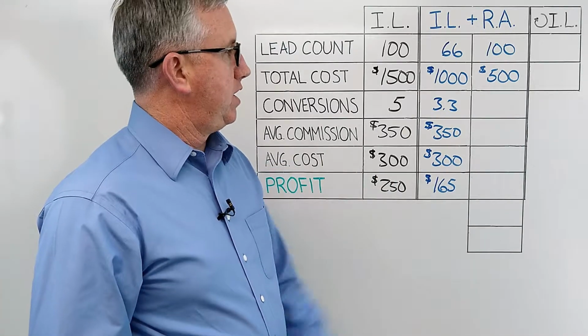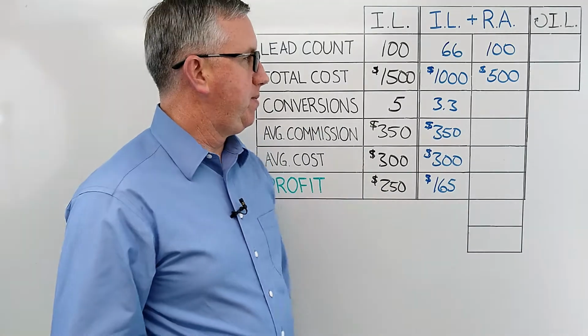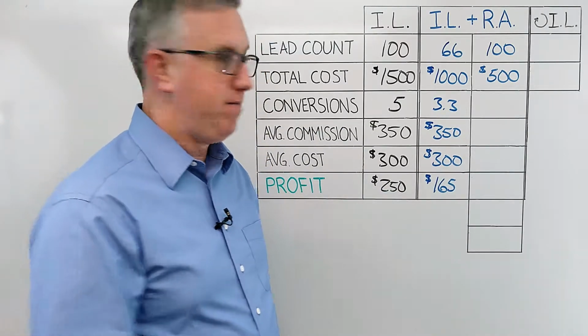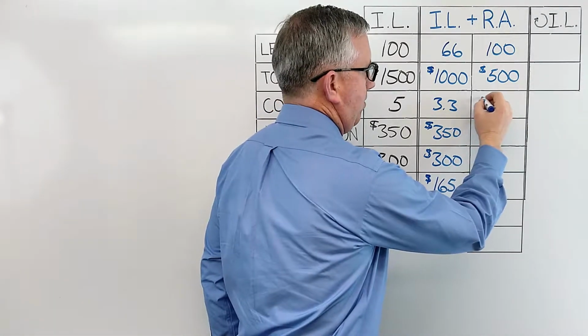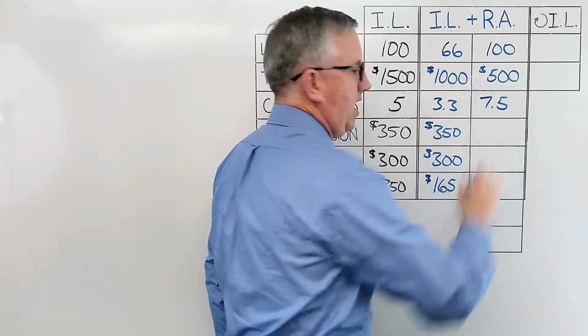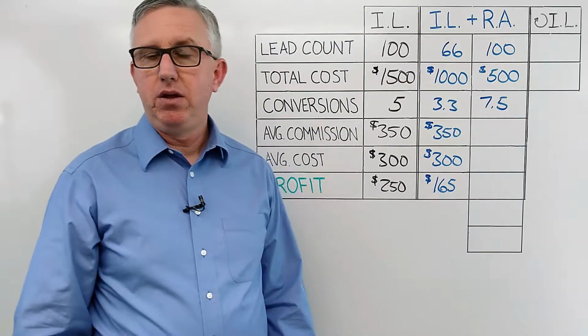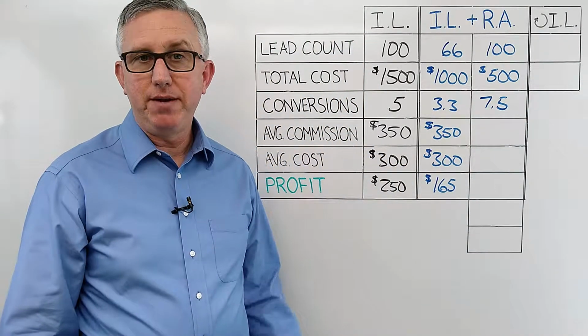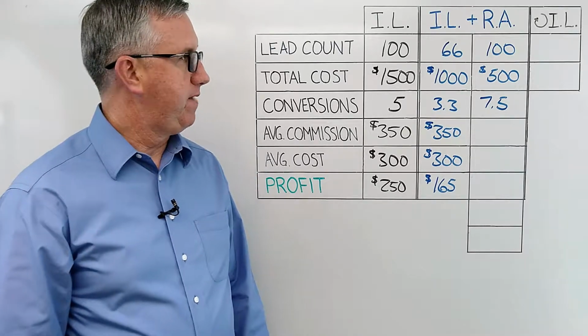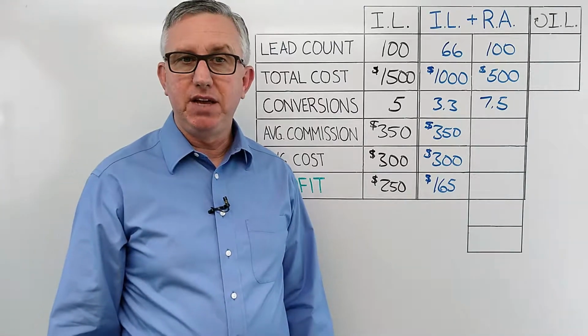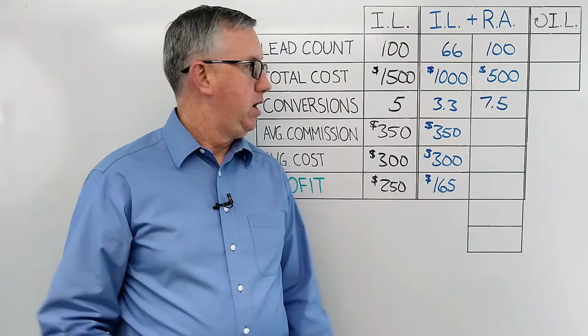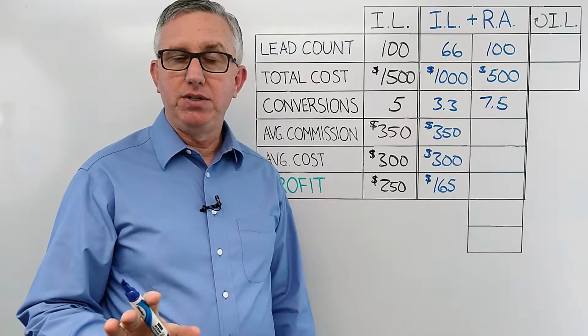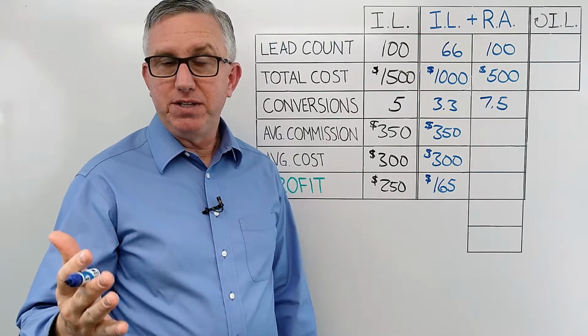Now, the conversion on that is going to be about 7.5 conversions. Where do I get that number? Well, I take about a 20% appointment rate, and I factor in about a 75% show up rate, and then we say that you're going to close at about 50% of the time.